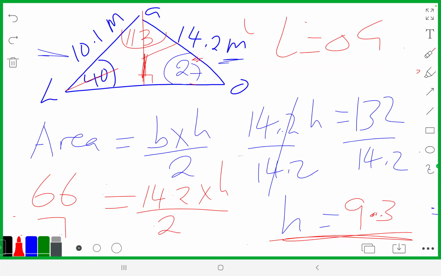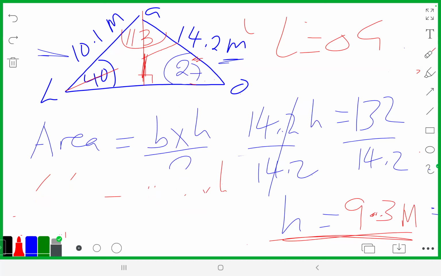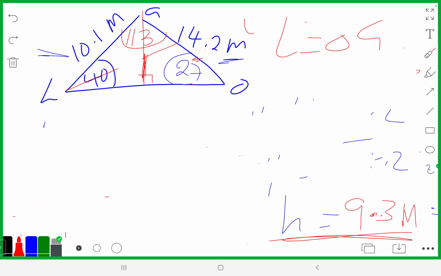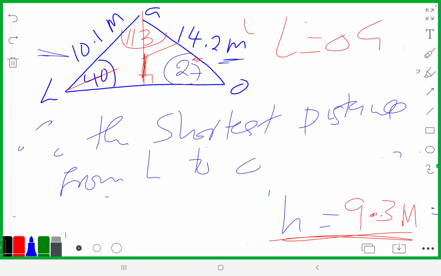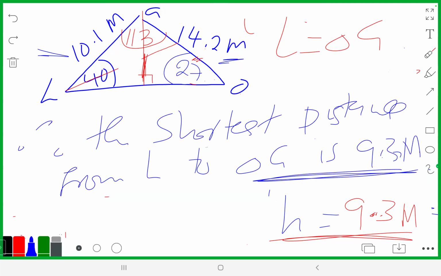It's in meters. You should put units. So this is not the final answer. You will say therefore. That's how you present it. Therefore, the shortest distance from L to OG is 9.3 meters. Simple. Do you have any question?